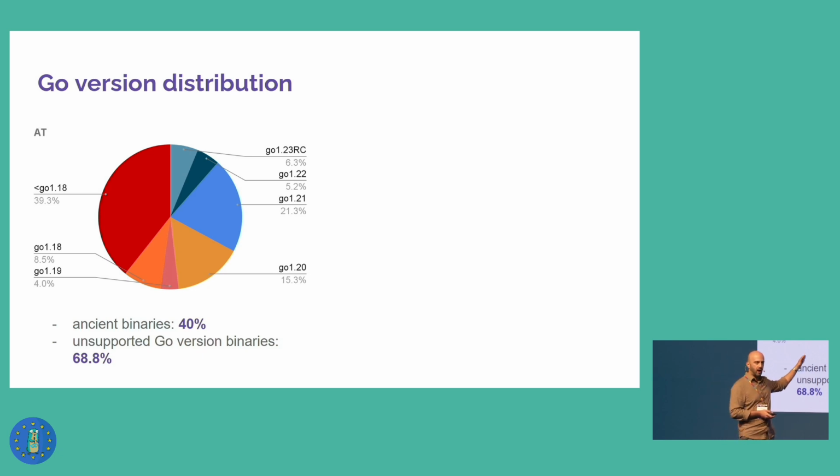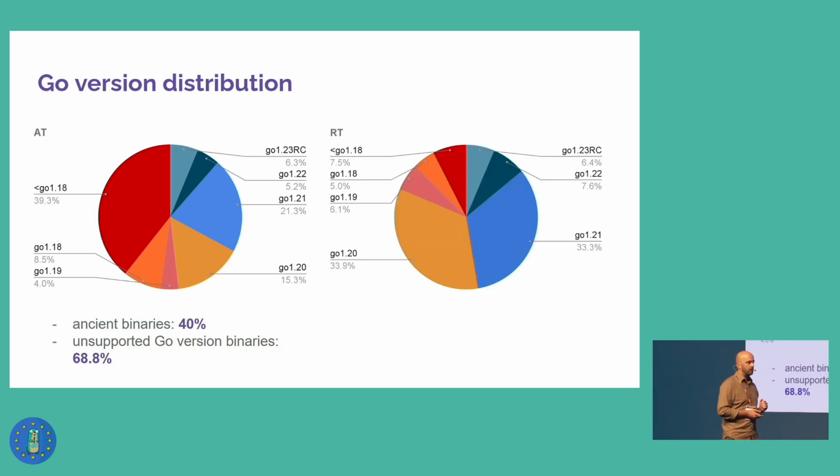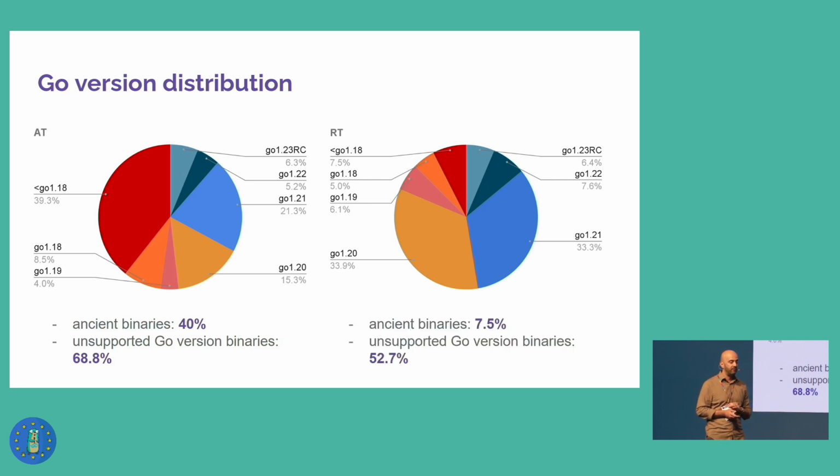Okay, but that's for the AT set, right? How about the RT set? Have things changed over time? Things are better, somewhat. We still have the red part, and again, counterclockwise all the way up to the blue. That's still more than half of Go binaries built with a version of Go that is not maintained anymore. Which means that cloud developers very often build a Go binary, don't look at it for a long time, and if some vulnerabilities are disclosed in the meantime, they're not being addressed.